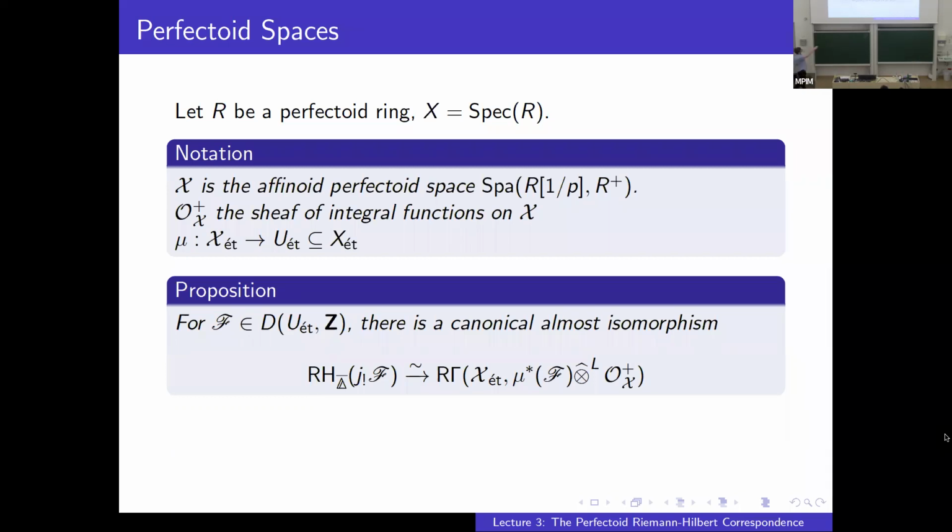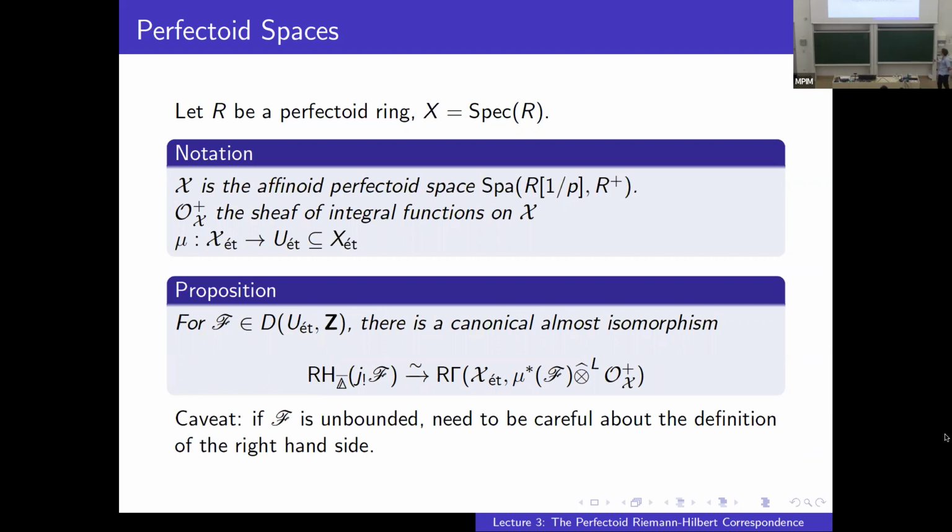What do you get? Well, it can be computed using the theory of perfectoid spaces. Namely, you take your sheaf, you restrict it to the étale site of X, and you tensor it with this sheaf OX plus, and you take the global sections of the result.